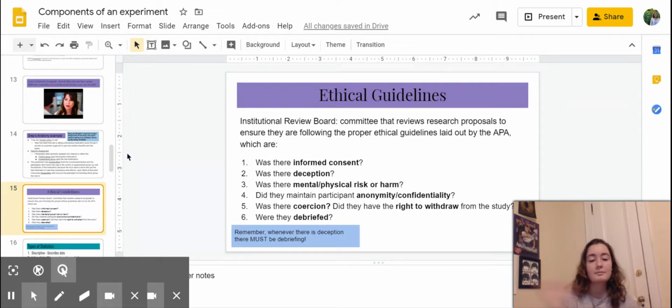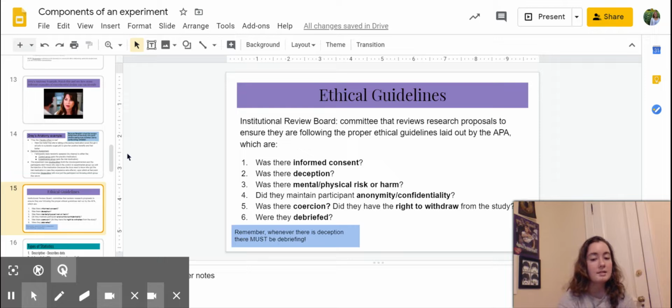So I think you guys are totally good with ethical guidelines, it seems like, especially when we're talking about 3 Identical Strangers. So the Institutional Review Board is just a committee that reviews research proposals, and they make sure that they're following the ethical guidelines laid out by the APA. And we saw lots of unethical studies in the past, and things have improved a lot based on the kind of misfortunes of those.